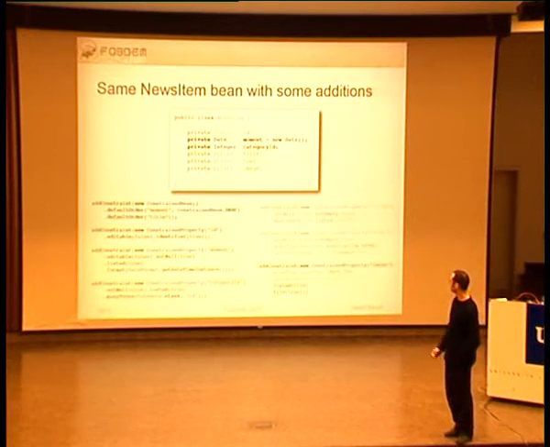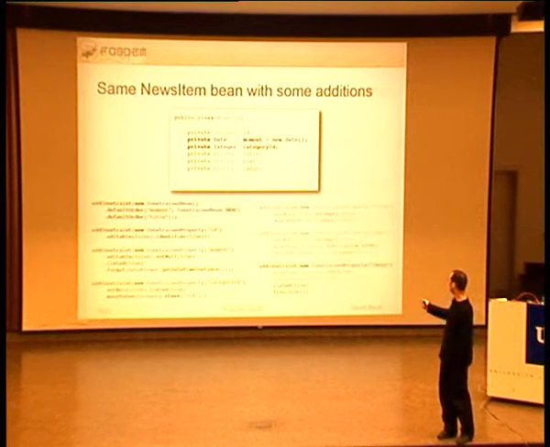This is actually the source code for the domain beans. So I added several properties, a moment property and a category ID, to the news item that we had before. And here are some additional constraints.